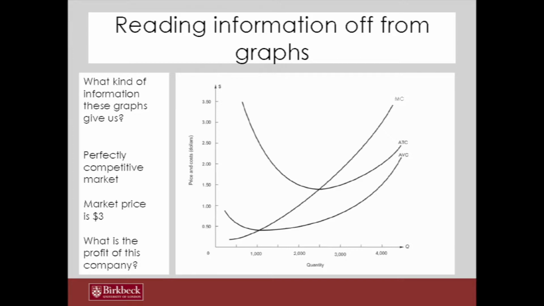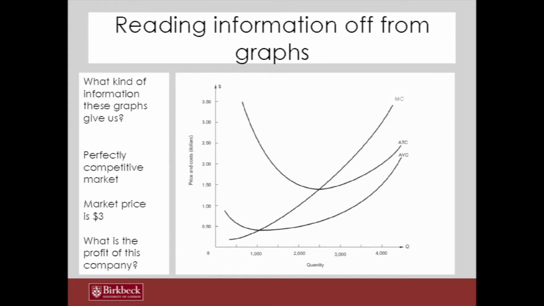One is named MC, the other one is named ATC, the third one is named AVC. Now, because you are studying economics, you must be familiar with these abbreviations by now. And you should recall that MC represent marginal cost, ATC represent average total cost, and AVC represent average variable cost. And obviously all of these 3 different concepts have got different calculations to them. So what can we do with this graph?